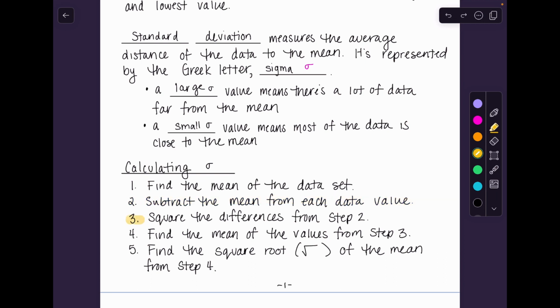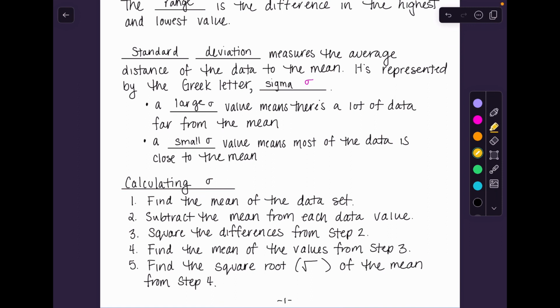What this third step does is it's going to square those values from the prior one. Once I get the distance from each data value to the mean, I square it to make it a positive number. Then I'm going to average those values together. I've got my square differences, I'm going to add them all up, and I'm going to divide by however many square differences this is. So this gives me the average of the square of the distance.